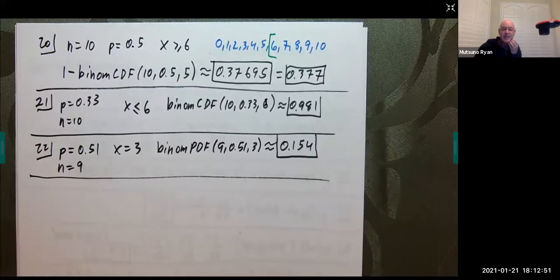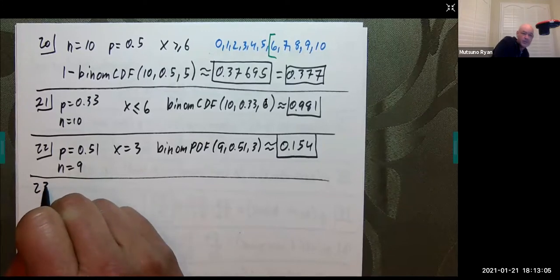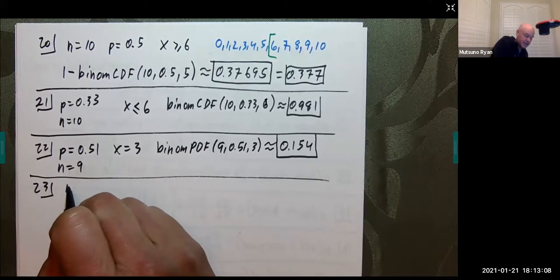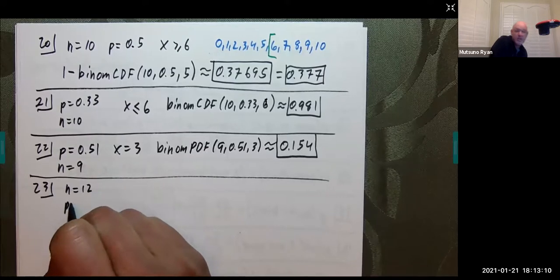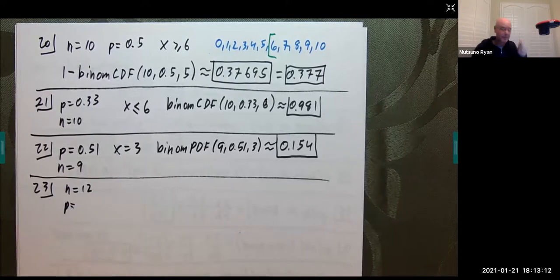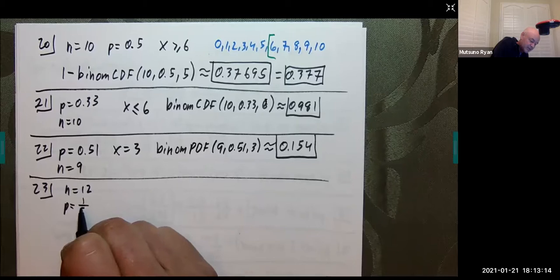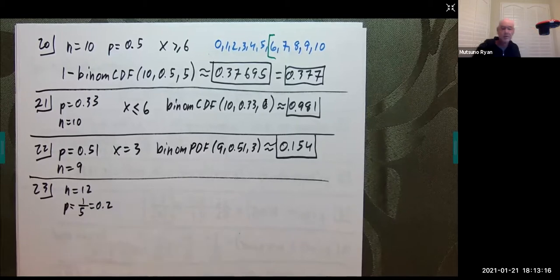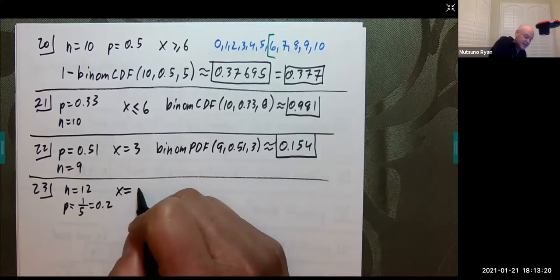A multiple choice test has 12 questions, each of which has 5 possible answers, only one of which is correct. If Judy, who forgot to study for the test, guesses on all questions, what is the probability that she will answer exactly 3 questions correctly? So in this case, N is 12. P, because there's 5 possible answers and only one of them is correct, that's a 1 in 5 or a 0.2 for P. And in this case, X is exactly going to equal 3.